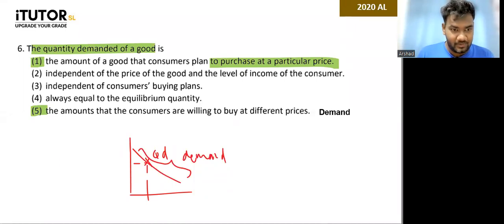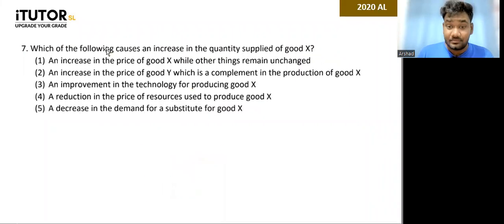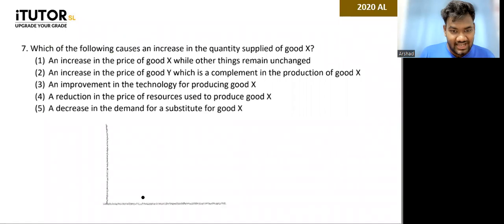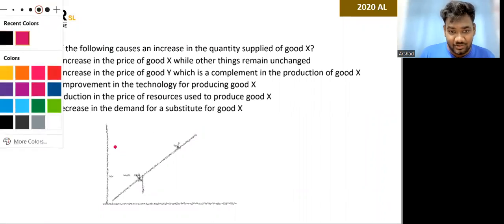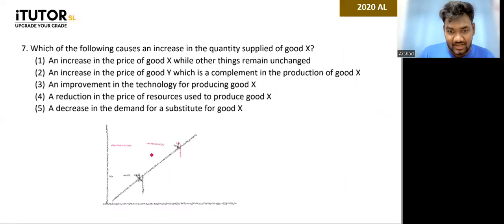Now, moving to the next. Easy one. Which of the following can cause an increase in the quantity supplied of good X? Quantity supplied. Be very careful. So there is good X. There is the supply curve. Earlier supply was here. Now there is an increase in the quantity supplied. So that means it's going from here to here. Right? So which one, guys?